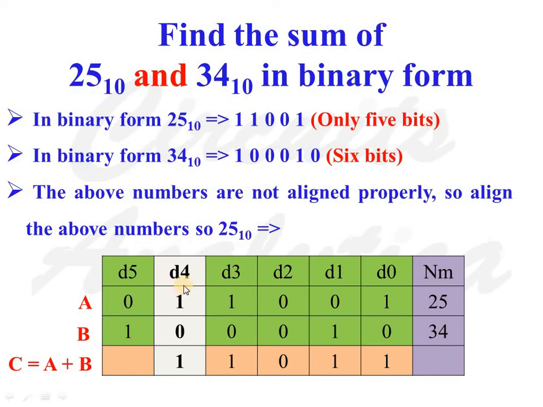For D4, carry in is equal to 0, A is equal to 1 and B is equal to 0. So 0 plus 1 plus 0, sum bit is equal to 1, carry out is equal to 0. So for the next stage, for the MSB bit, carry in is equal to 0, A is equal to 0 and B is equal to 1. So 0 plus 1, so sum bit is equal to 1, carry out is equal to 0.